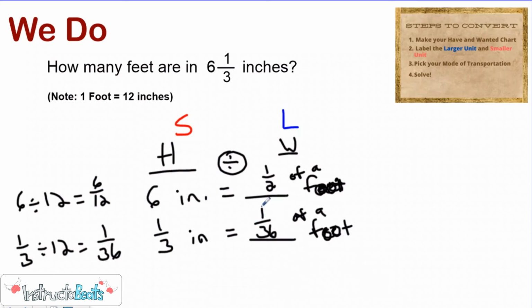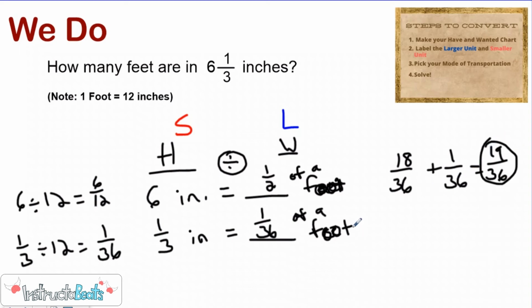We can't add unless we have common denominators. So I'm going to turn 1/2 into 18 over 36. I'm going to add that to 1 over 36. And my answer is 19/36. In 6 1/3 inches, that would really be 19/36 of a foot. So again, breaking apart the mixed number into 2 different steps and solving it that way, still choosing our Lexus or our saddle.